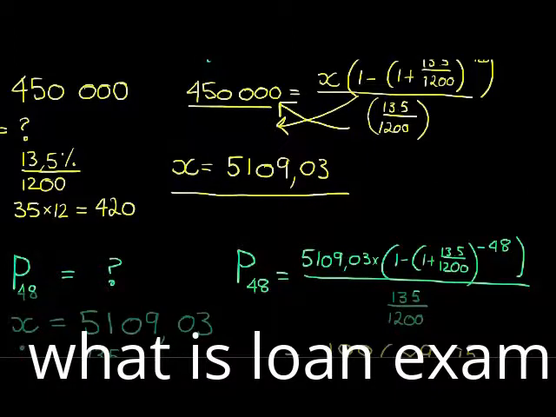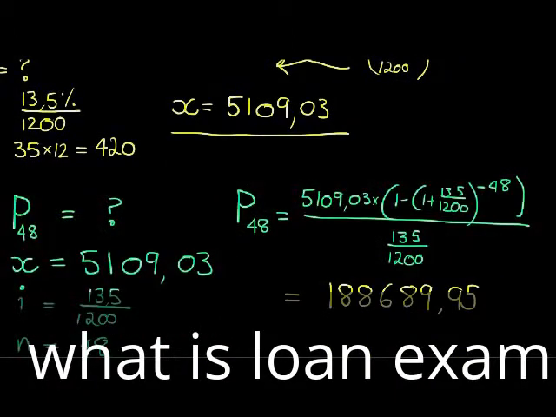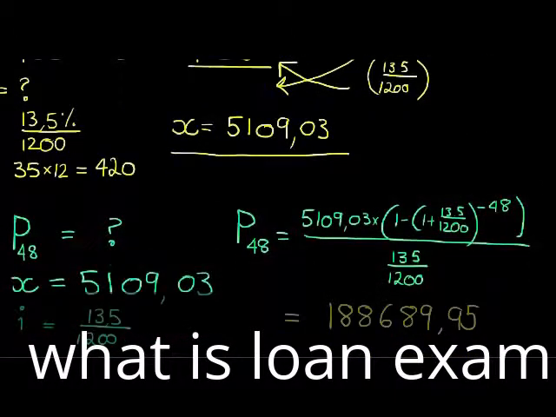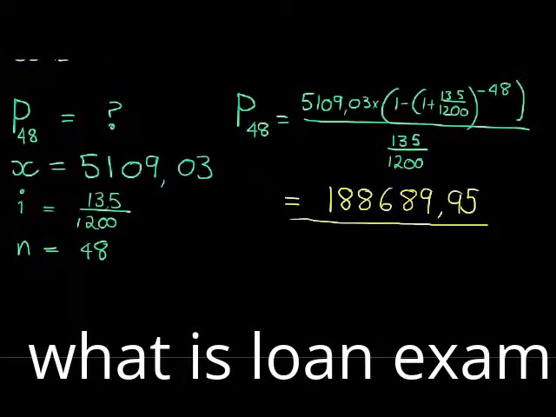So of the 450,000 Rand, after paying for 31 years, you are still owing almost 190,000 Rand. Okay, so once again, some advice: stay away from debt.